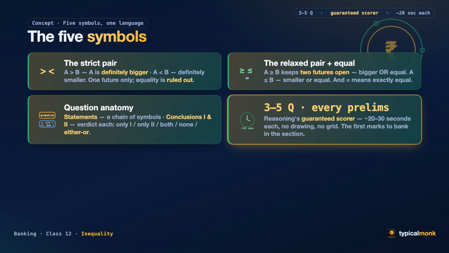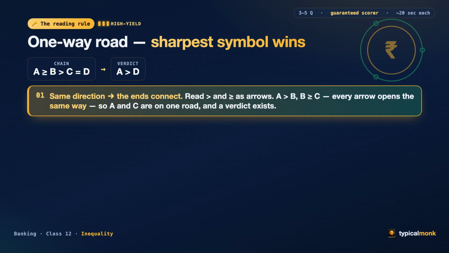And tile 4, where this chapter lives. 3 to 5 questions in every prelims, 20 to 30 seconds each. The guaranteed scorer of the reasoning section. The very first marks to bank the moment the section opens. These are they. Now, today's most precious rule, the one way to read any chain.